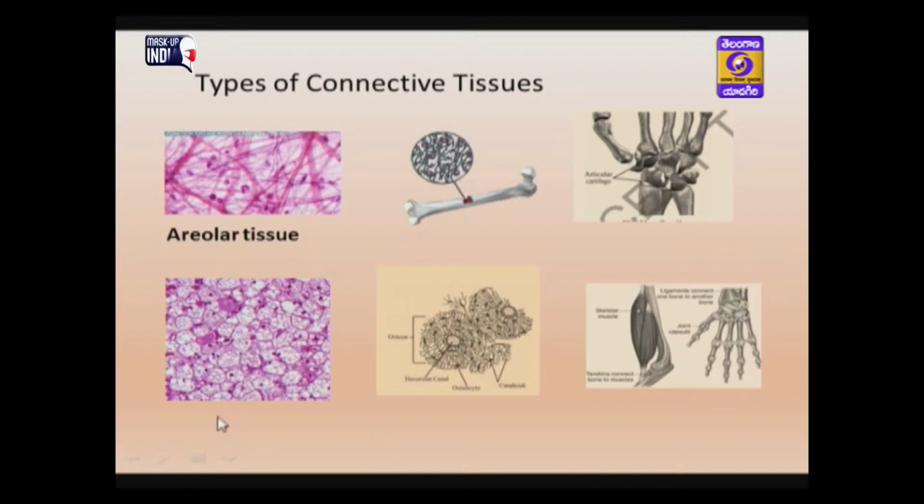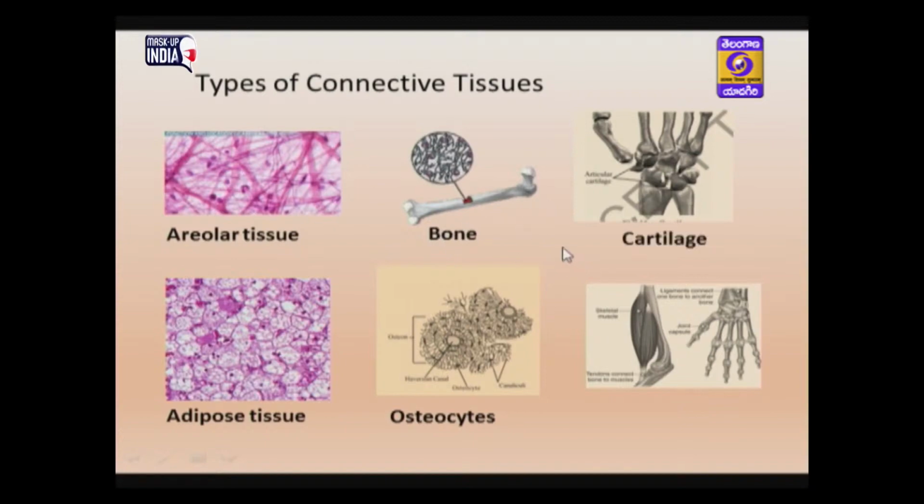Now, the second tissue is adipose tissue. In this tissue, fat is stored. This type of tissue is found under the skin. Now, the third one is bone. Bone is also a connective tissue. In bone, osteocytes or bone cells are seen. This forms the framework that supports the body.